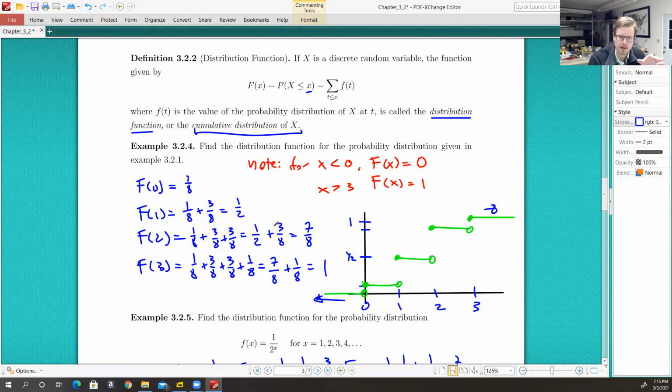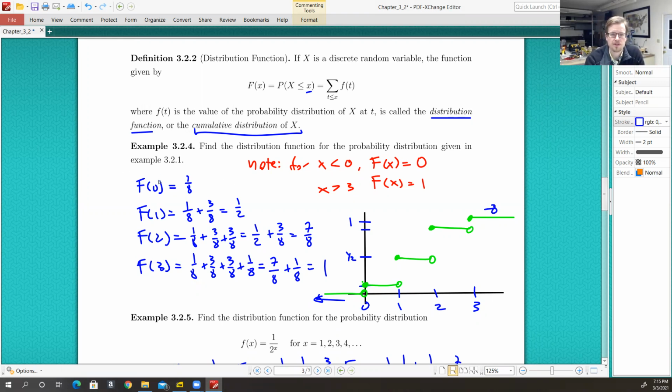So for this video, we want to take a look at a theorem, but before we look at the theorem, I want to essentially discuss what the theorem talks about. And to do that, I want to consider this example 3.2.4.